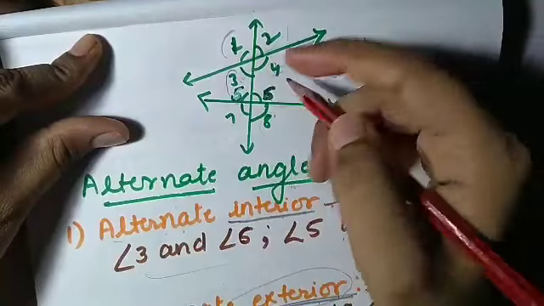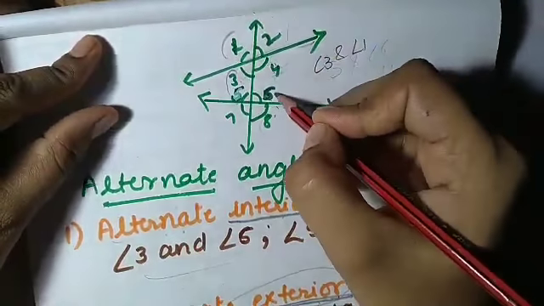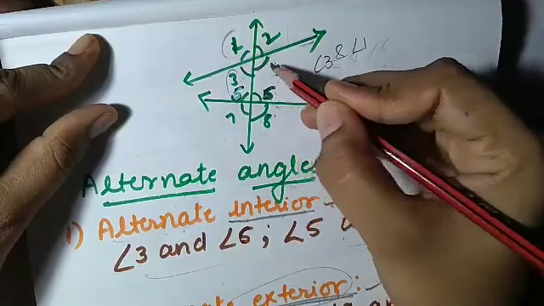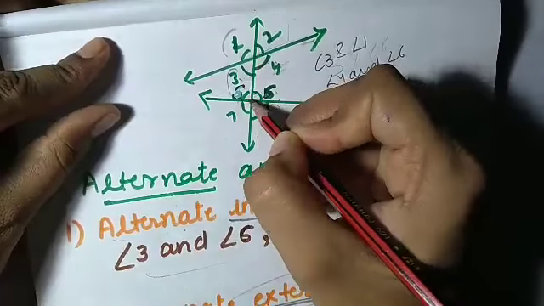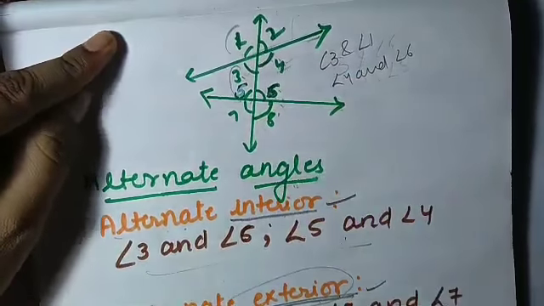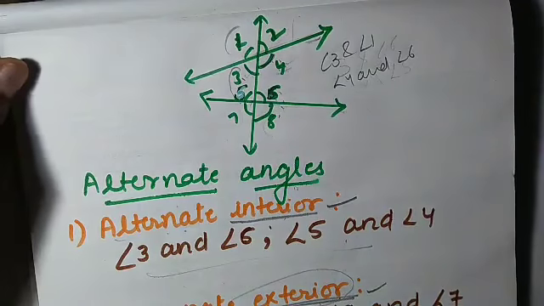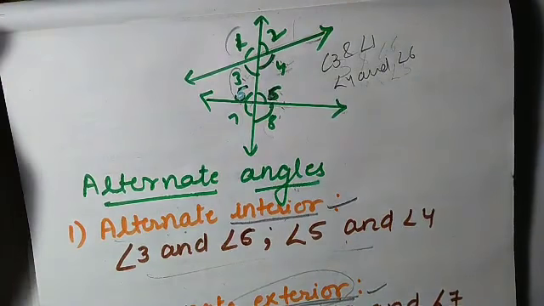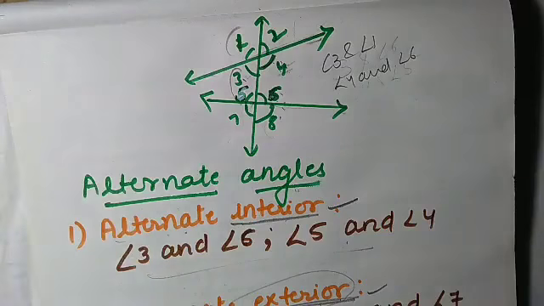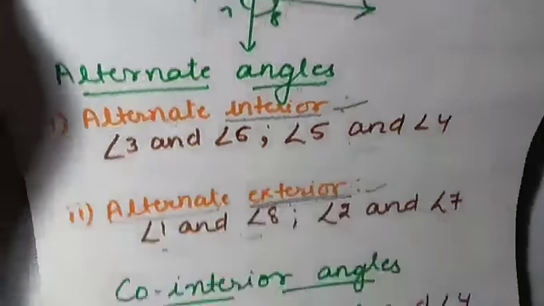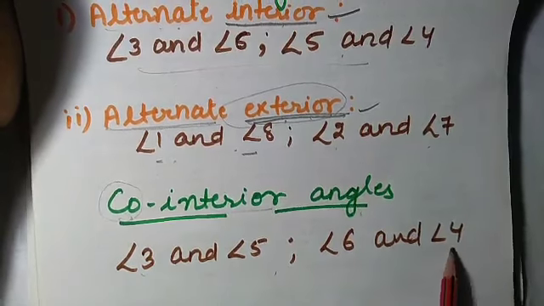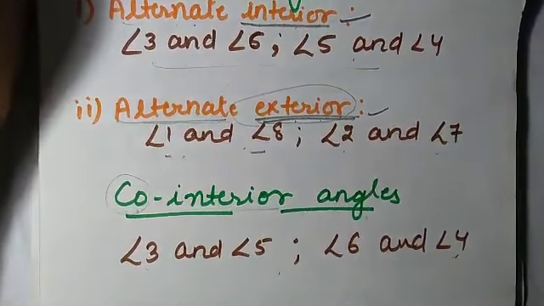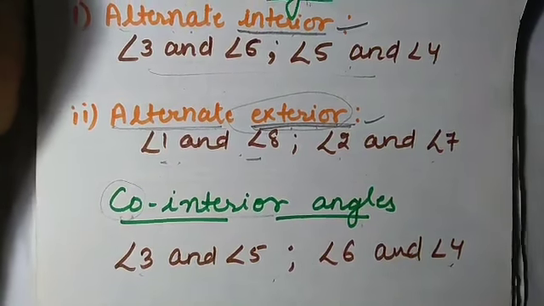Co means together, interior means inside the lines. So this 4 and 6 is the first pair of co-interior angles, and 3 and 5 is the second pair of co-interior angles. This naming and this recognition you will get only by learning. Okay, so you have to learn the recognition and the naming of the angles. So these are the two pairs of co-interior angles, angle 3 and angle 5, angle 6 and 4. This is given on page number 105 of your NCERT. Okay.